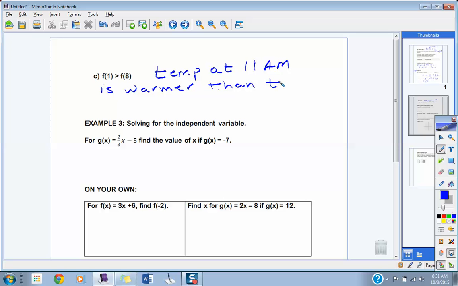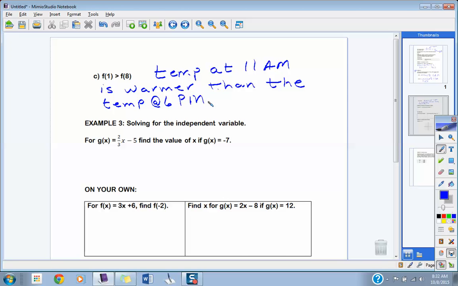Then the temp at, what was the second temp? 8 hours past 10. What would 8 represent? What time? 6 p.m. 6 p.m. 8 hours after 10 would be 6 p.m. Very good. All right.